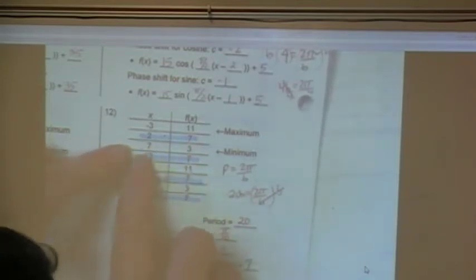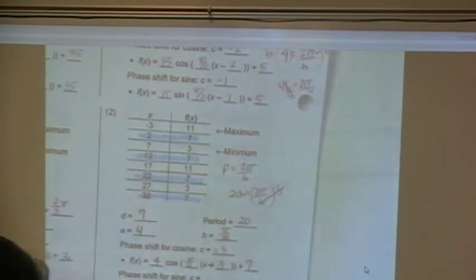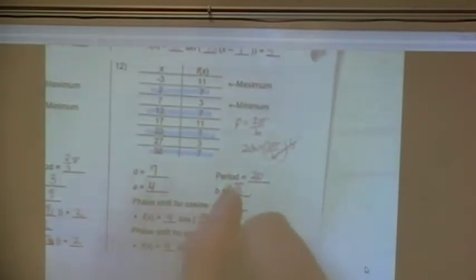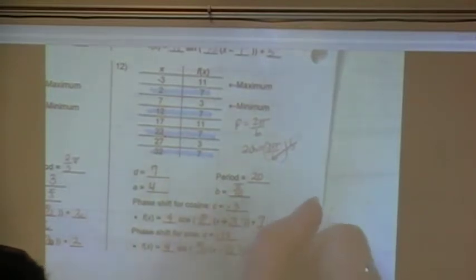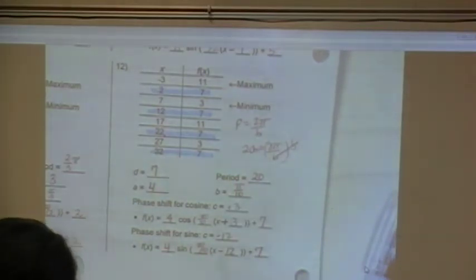So there's your shift. It's usually at 0. Now it's at 12, so it's been shifted right 12. So that's going to be a -12. So that would be pi over 10, -12, and 7. Alright, you can keep that page.